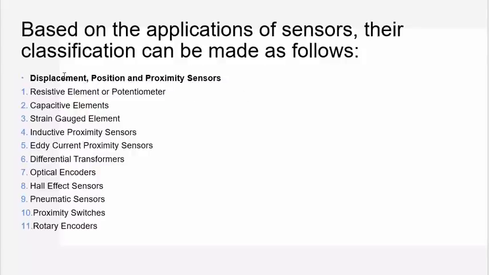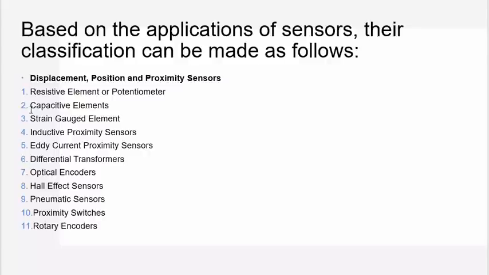So let's start to discuss about the application wherein we are talking about displacement, position, and proximity sensors, no? So when we talk about displacement, position, and proximity sensors, we're talking about the following, no? We have resistive element or potentiometer. Those are some examples. So you can search more about this type of sensor, and I believe you are familiar with potentiometer, no? This is a type of a resistor.